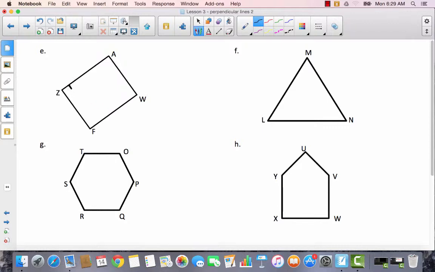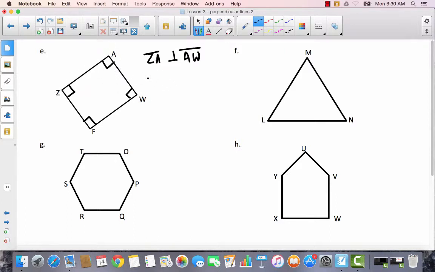All right, so I see a right angle here, a right angle here, here, and here. So I'm going to say line segment ZA is perpendicular to line segment AW. Now remember, it'd be okay if you said line segment AZ is perpendicular to line segment WA. It doesn't matter what order you put these letters in, okay? Okay, so that takes care of this line segment.